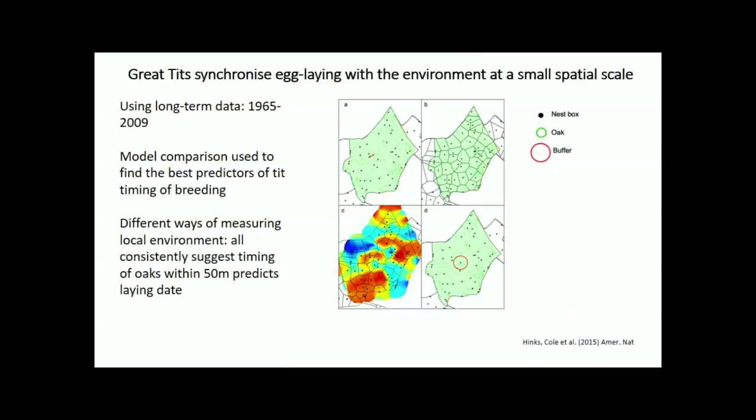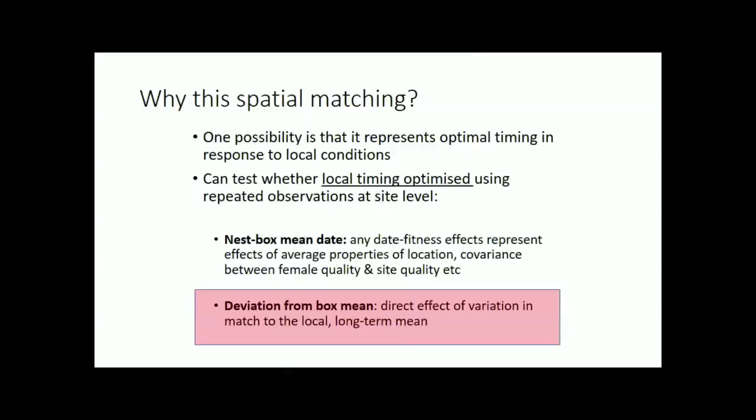Basically, they all consistently suggest that oak trees within 50 meters predict the timing of laying for individual great tits. So great tits are very sensitive to this small-scale variation in the environment. So why do they show this spatial matching? One possibility is, of course, that it represents a sort of optimal timing in response to local conditions.